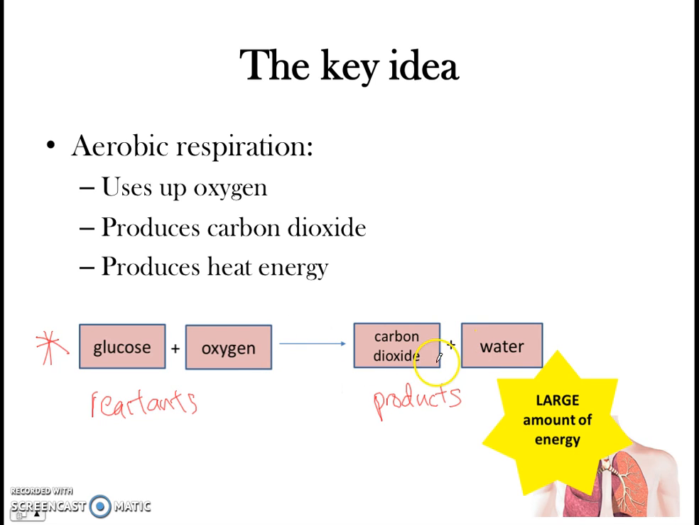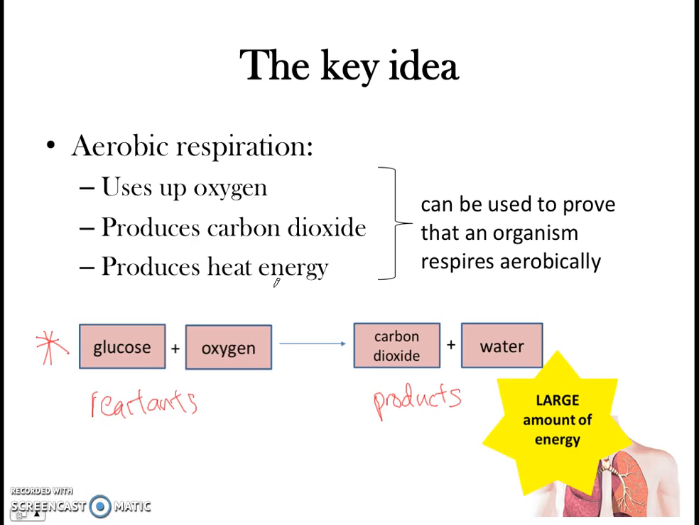And this is very helpful, right? Because this equation tells us that if aerobic respiration is taking place, then we will detect oxygen being used up. If aerobic respiration is taking place, we will detect carbon dioxide being produced. If aerobic respiration is taking place, then we will detect some energy being produced, and some of this energy that's produced is lost as heat energy.